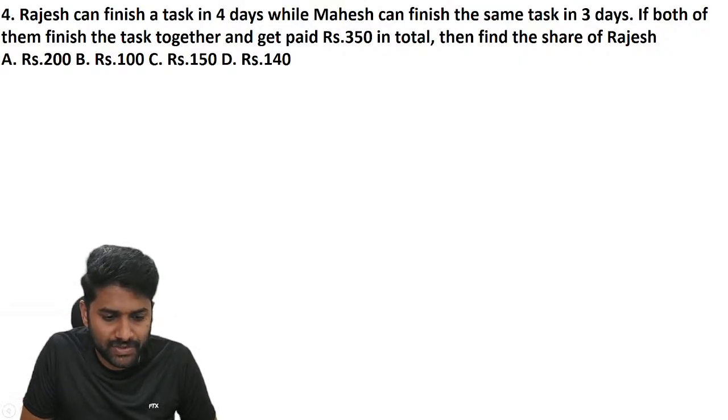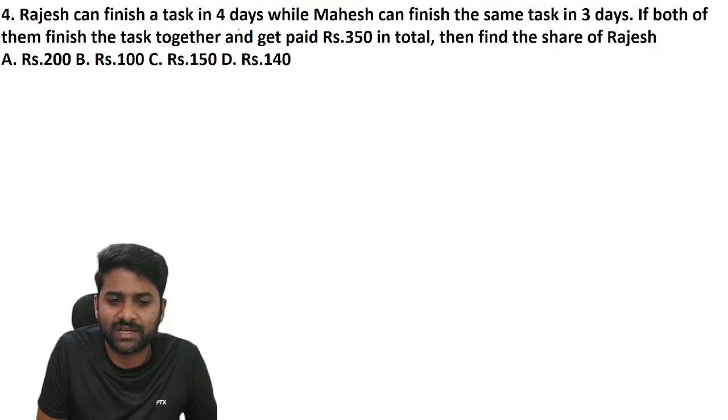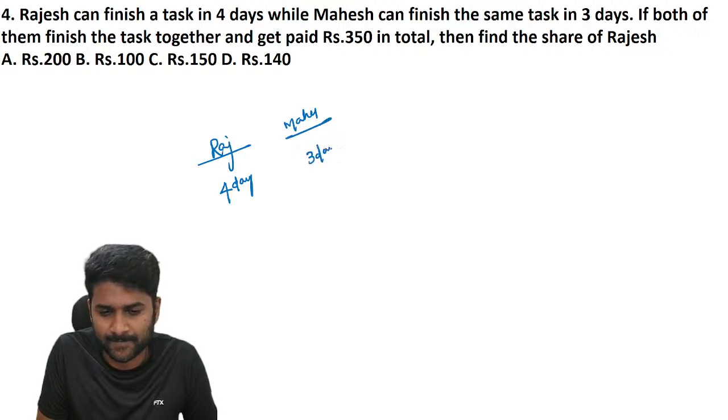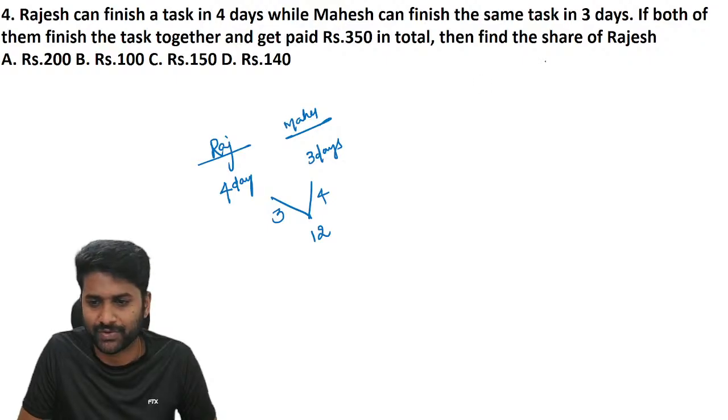Now see this question number 4. Rajesh can finish the task in 4 days. Mahesh can complete the same task in 3 days. So the total work is 12 units. Rajesh's efficiency is 3 units. Mahesh's efficiency is 4 units.